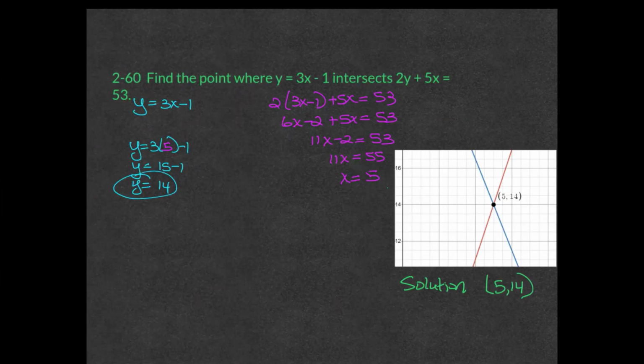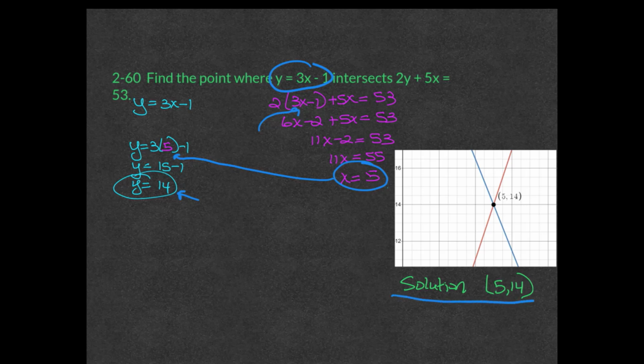Okay, so on 2-60, it says find the point where these 2 lines intersect. So I already have a situation where this particular equation is set equal to y. So I just substitute the 3x minus 1 into the y of the second equation. That way I can solve down to where x equals 5. Then I in turn plug it into the first equation that I used for substitution. I solve for 14.